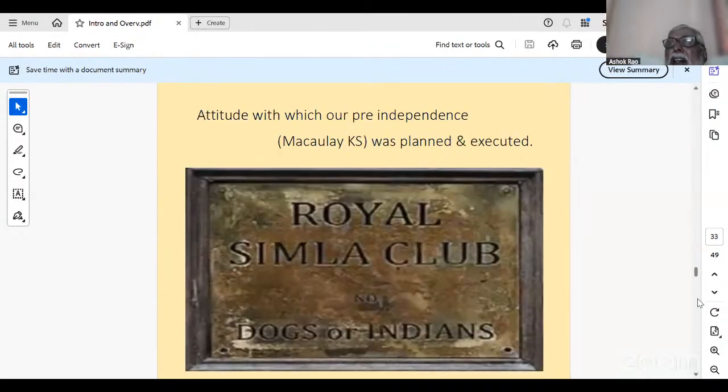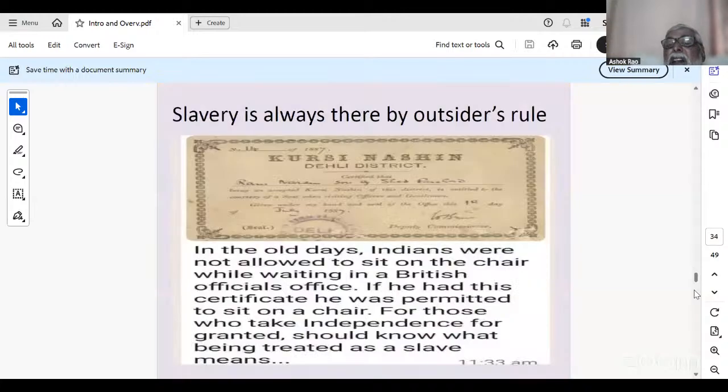And see how they were treating us. Royal Simla Club: no dogs or Indians. In fact, at least it was no Indians or dogs. They were placing us worse than dogs. And you will see this. Why do you go and stand before your HOD, your professor, your registrar, wherever you go to any government office? You stand because that was the rule the British made.